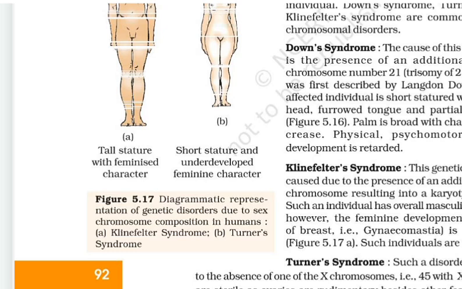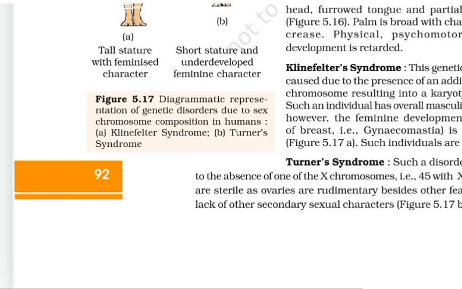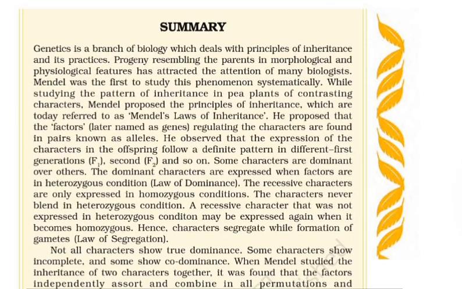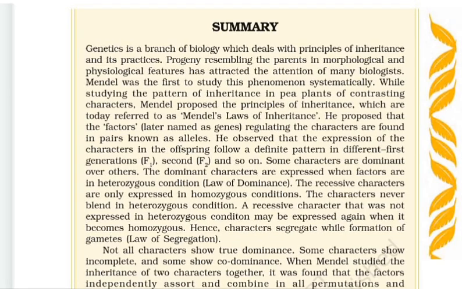Next is Turner syndrome. Such a disorder is caused due to the absence of one of the X chromosome, that is 45 with XO. Such females are sterile as ovaries are rudimentary, besides other features including lack of other secondary sexual character.